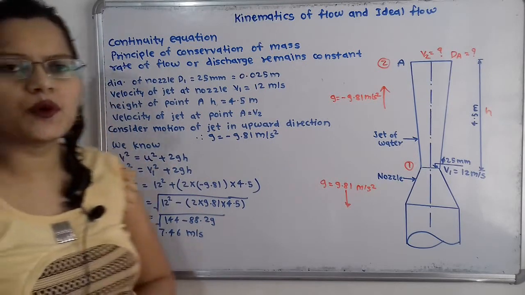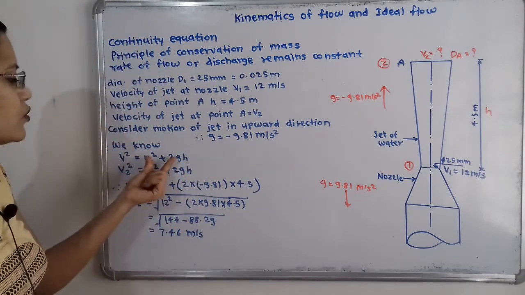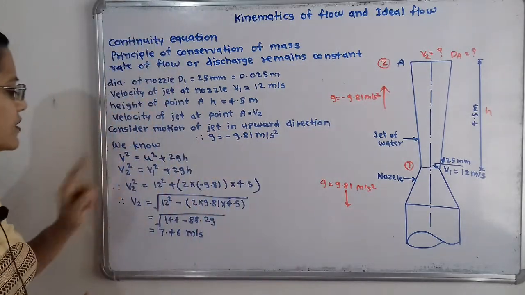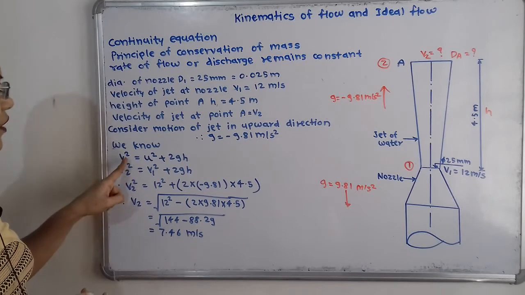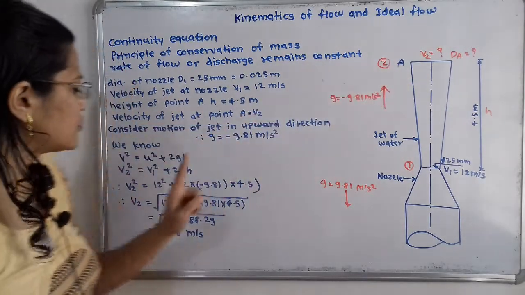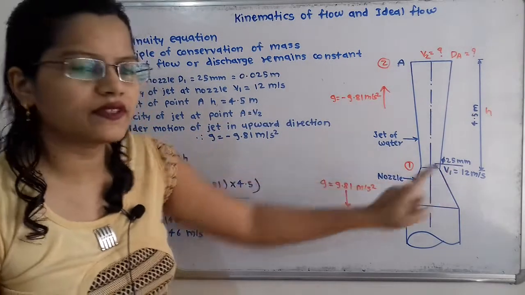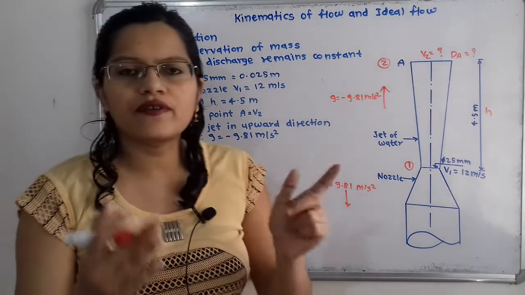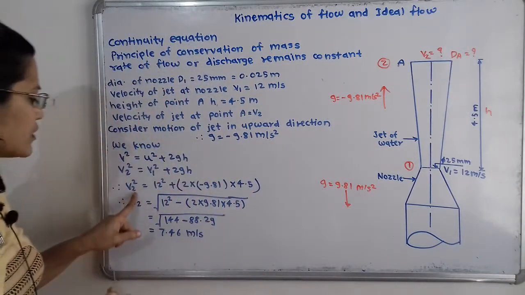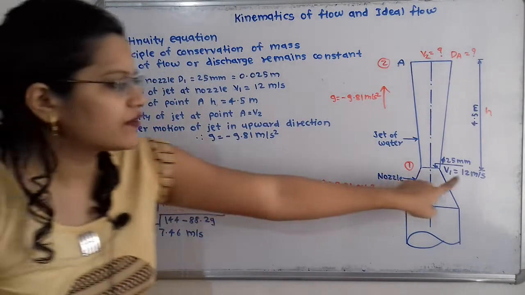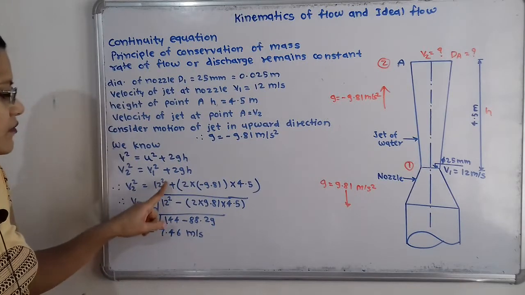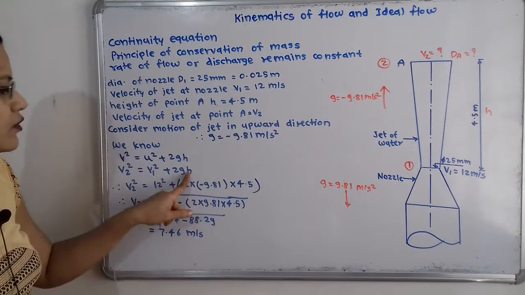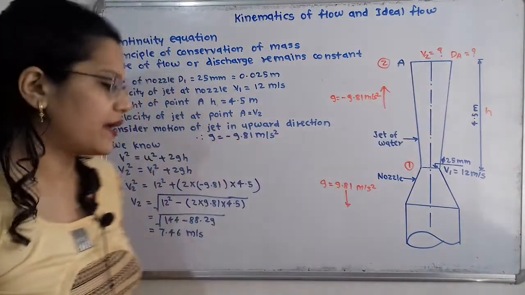So we will use this formula, V square is equal to U square plus 2gh, and we will find out V2. Now instead of V, we will use V2 square, and instead of U, I will use V1 square. So V2 square is equal to V1 square plus 2gh. Now we will put in the values. V1 is 12 meter per second, that is 12 square, plus 2 into g, that is minus 9.81, into h, which is 4.5.